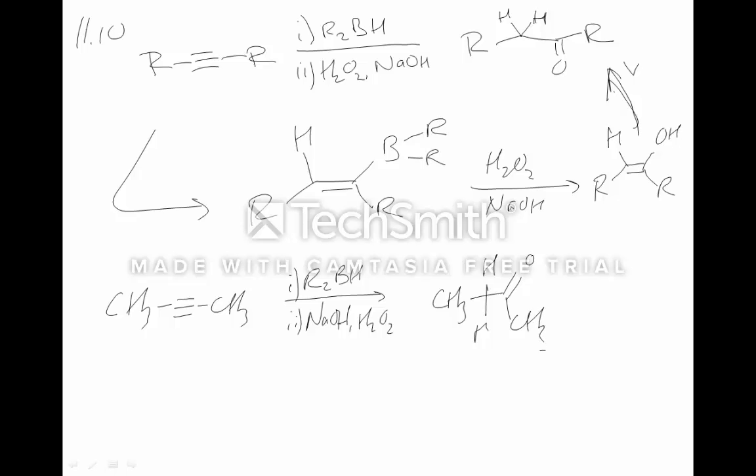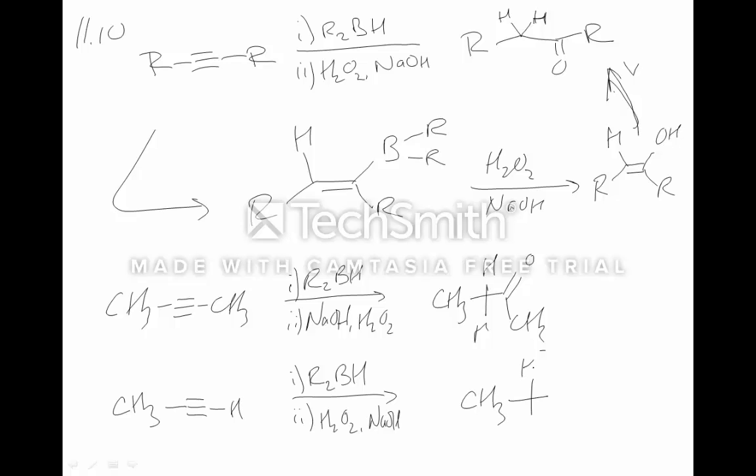So you can get ketones, but this one's really important. With a terminal alkyne with an H there, when you do hydroboration, you get the aldehyde. Really important. Okay, aldehyde. Let's go through the mechanism.